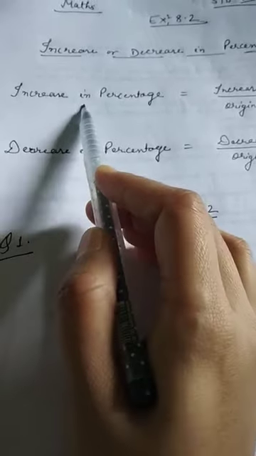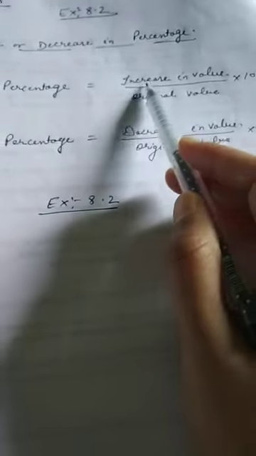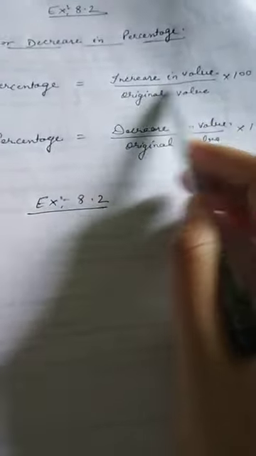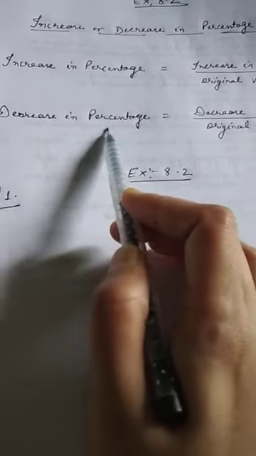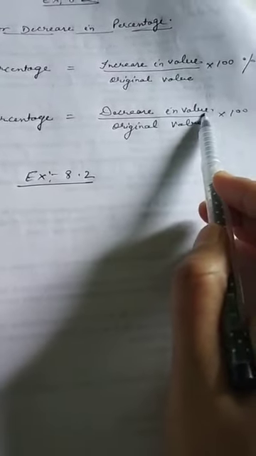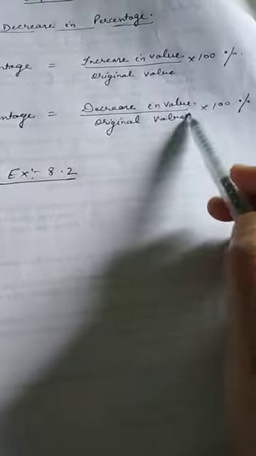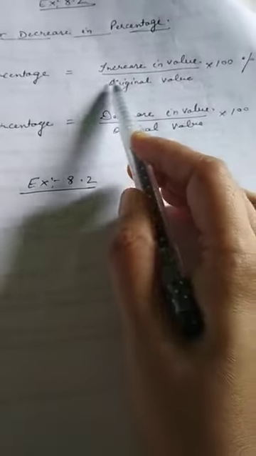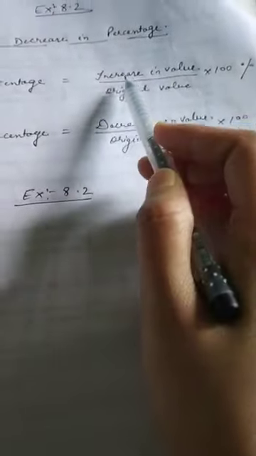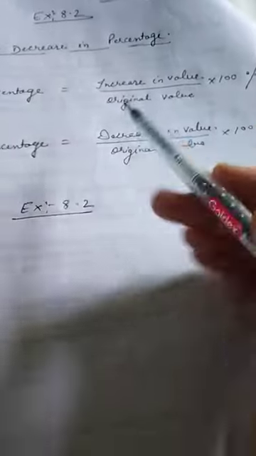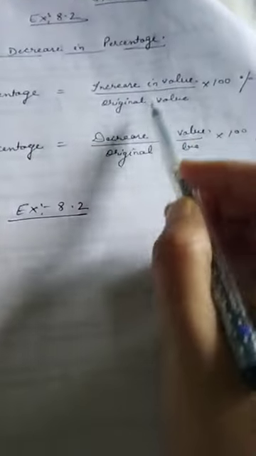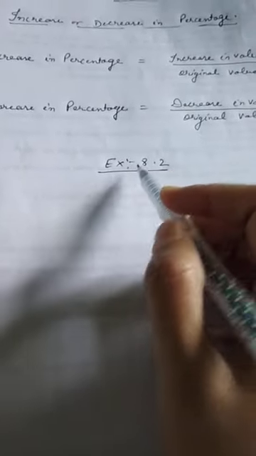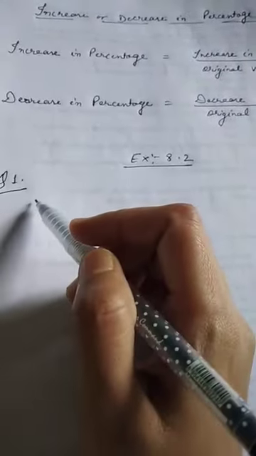You can see here, increase in percentage is equal to increase in value by original value into 100%. Similarly, decrease in percentage is equal to decrease in value by original value into 100%. Original value will always be in the denominator, and whatever the value increased or decreased, that we will write in the numerator. Okay, you will understand it better through this exercise 8.2, some word problem questions.